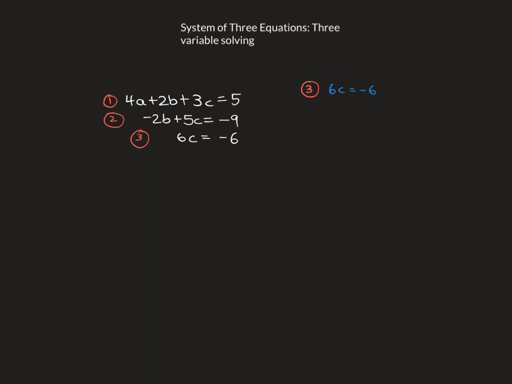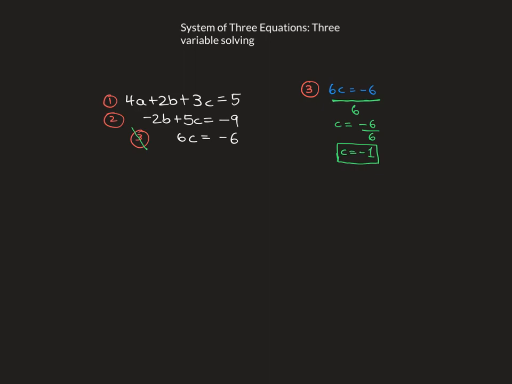How do we get the value of c? What we have to do is isolate the variable. So divide by 6. C is equal to minus 6 over 6. C is equal to minus 1. Now that we have c is equal to minus 1, we've finished with our third equation.